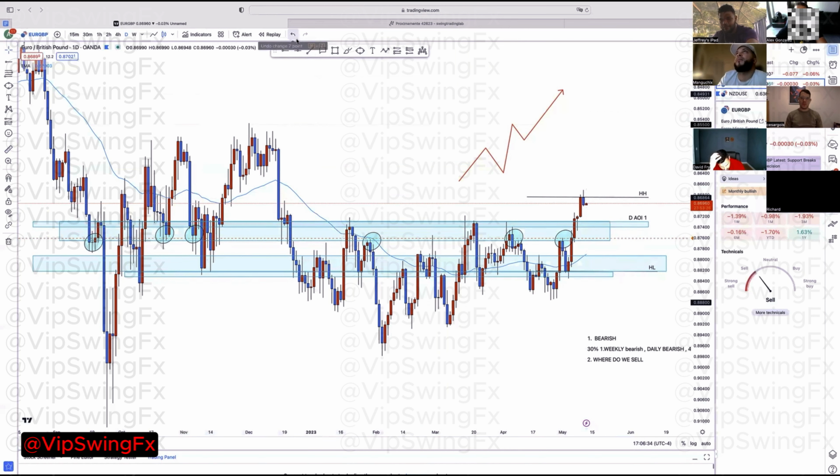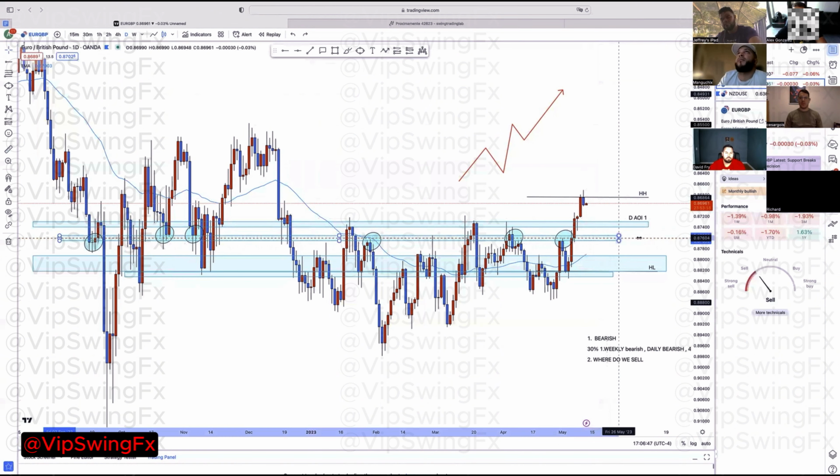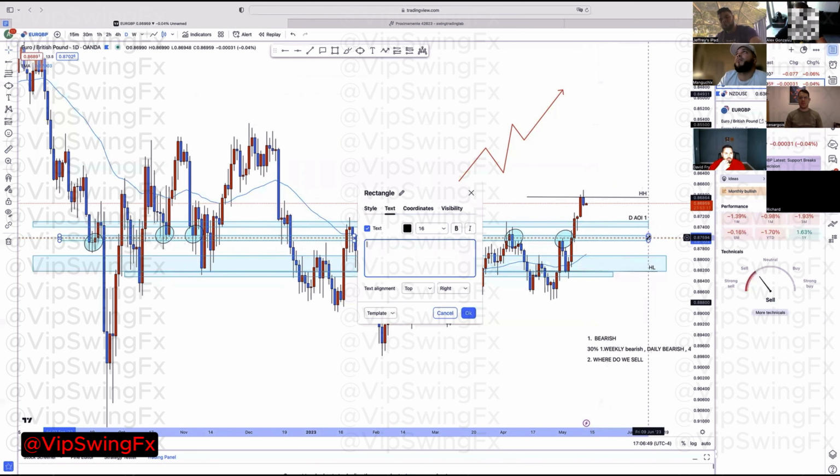Because I mean, it's going to look like a lot more because those pairs have a lot of movement. So on Euro GBP, it's not much, but this pair doesn't move much. So it kind of correlates, right? You can't base it off of a number of pips because every pair is different. So we would mark this off as area of interest 2. So daily area of interest 2.